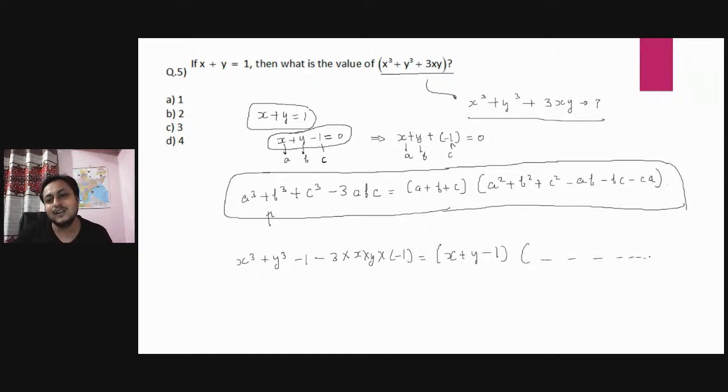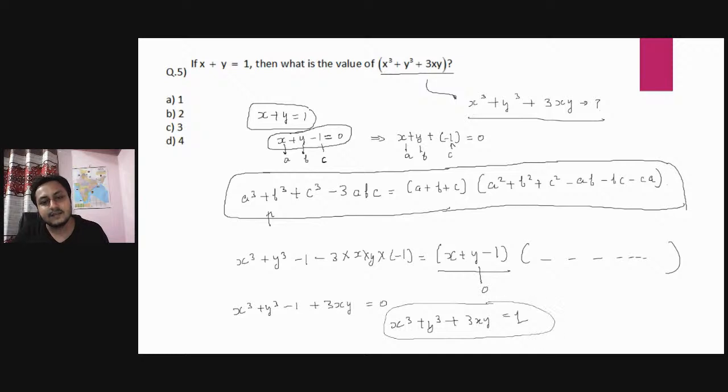And for this term, there is no need to write it. It is given that x plus y minus 1 equals 0, so the value of this factor is 0. So the RHS should be 0, right? So what will you get? x cube plus y cube minus 1 plus 3xy equals 0. You have to find the value of this one. So x cube plus y cube plus 3xy should be equal to 1. So easy, the answer comes out to be 1.